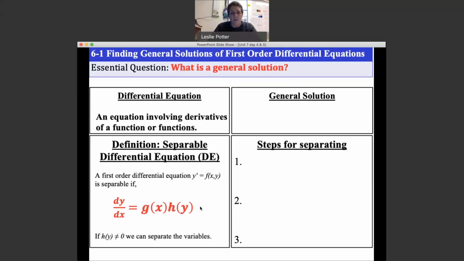That being the case, a lot of times we end up with h of y in the denominator, so we have to put on this criteria that h of y can't be 0, because we can't divide by 0.